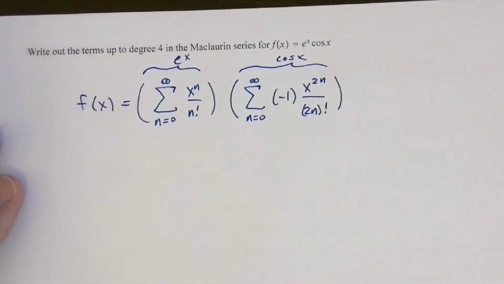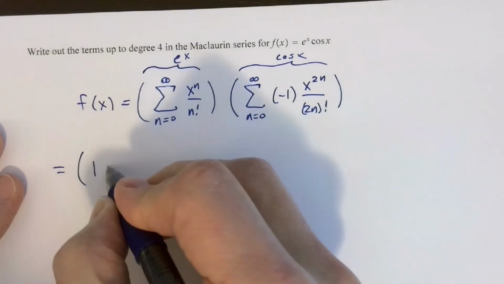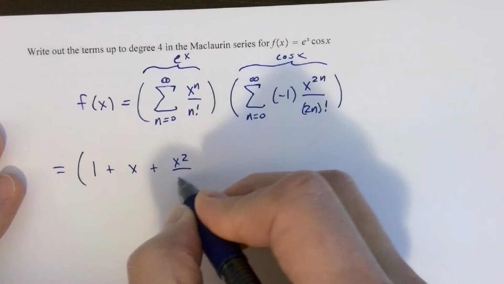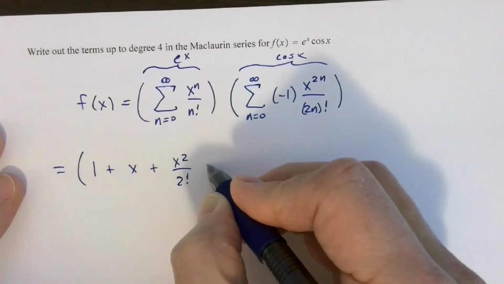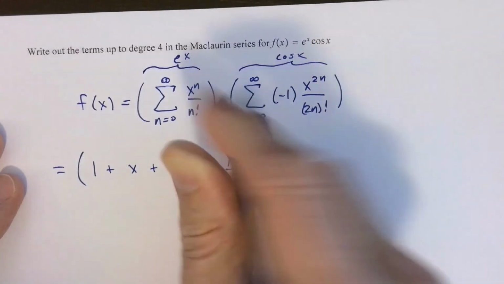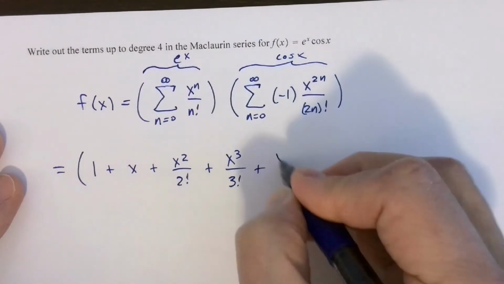Okay. And I'm going to write out again the first few terms here. Now, I don't have to do any terms that are what? Degree 5 or more. We're stopping at degree 4. So I'm just going to go up to degree 4 here.